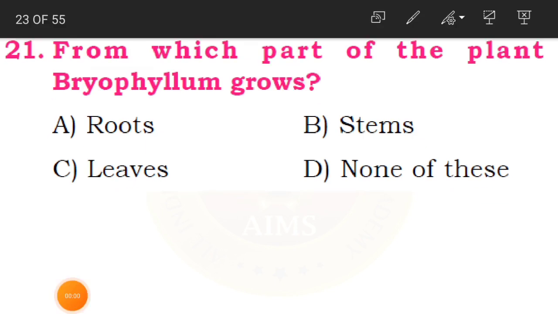Now we'll come to the 21st question, children. From which part of the plant does bryophyllum grow? This is a type of plant, children, like an air plant. So we have to identify from which part it will grow. For example, kalanchoe plant, you will get beautiful flowers which stay for so many days on the plant. Even the leaves are used as medicinal plants, I mean for medical benefits also.